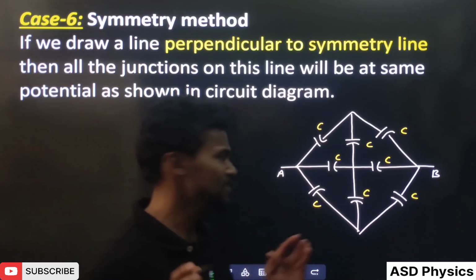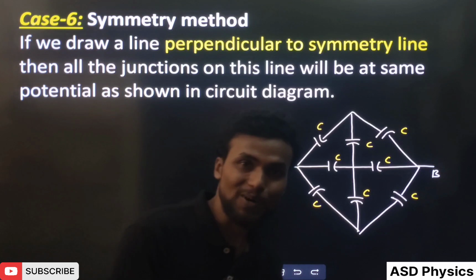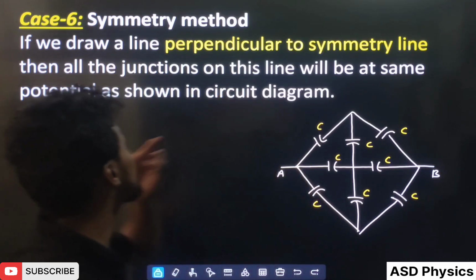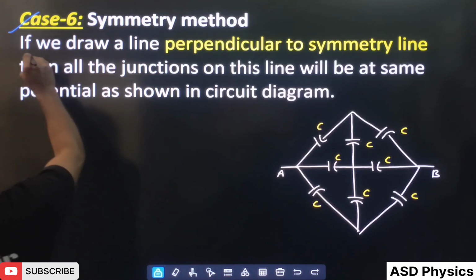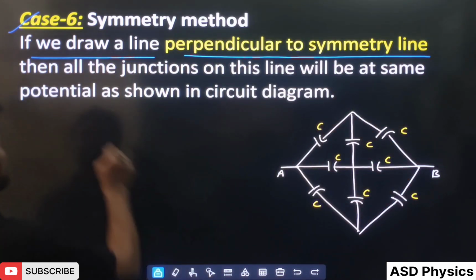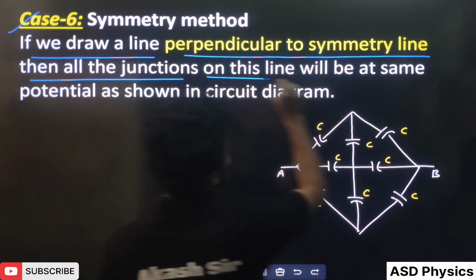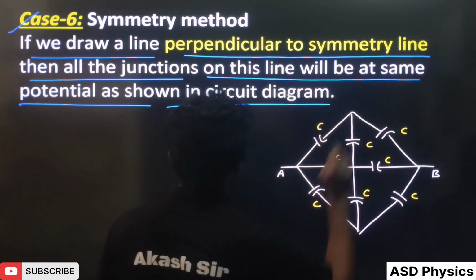Little bit complex, no? Little bit complex. Sometimes what will happen? Series combination will not work. Parallel combination will also not work. So, that time, this symmetry method is needed here. So, see, what is the symmetry method? See here. If we draw a line perpendicular to symmetry line, then all the junctions on this line will be at same potential as shown in circuit diagram.